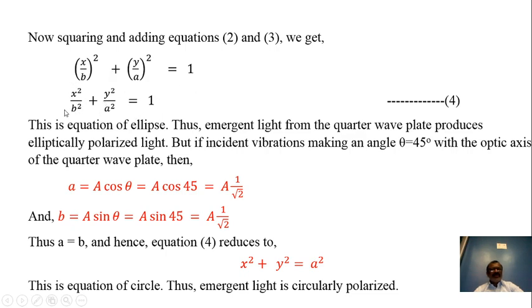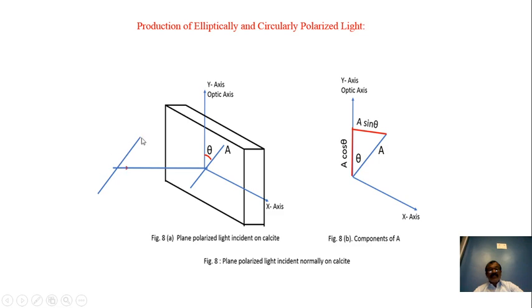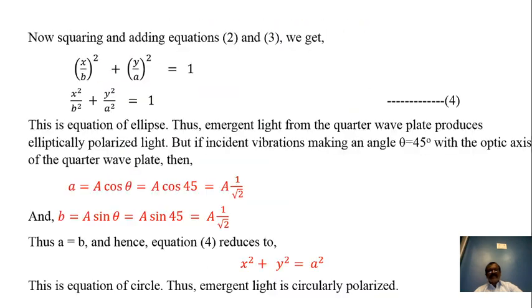We know this is the very fundamental equation of an ellipse. So we can say that whenever plane polarized light is incident here, making an angle theta with the optic axis of the crystal, then the emergent light from the quarter wave plate is elliptically polarized. Now we know what the values of a and b are. We take A cos theta as small a, and A sin theta as small b.